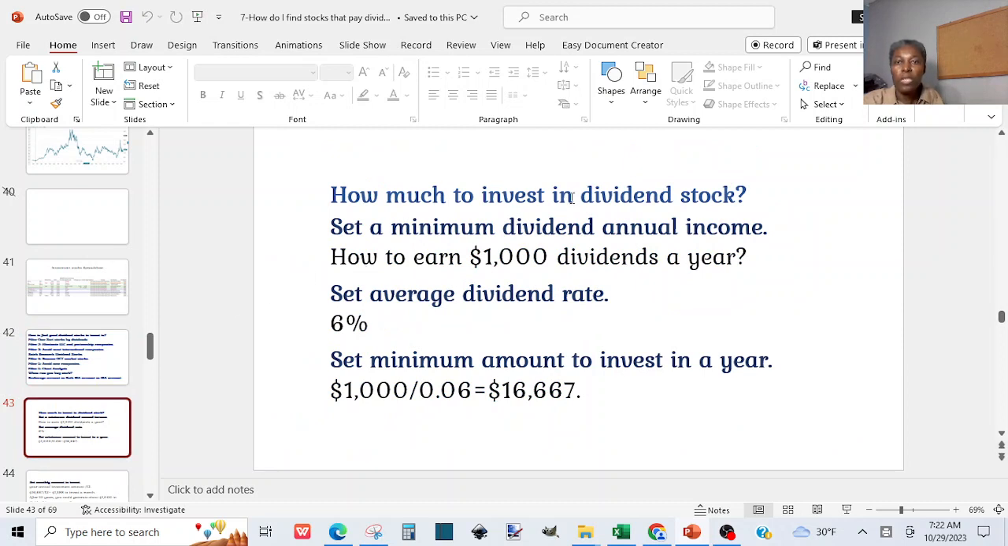How much to invest in dividend stocks? I mean, there are different ways to approach this. You can set a minimum annual dividend income. I like to set a goal. So you can set a goal, like the way I say, if you are trying to reach your financial independence, there are different ways to go about it.